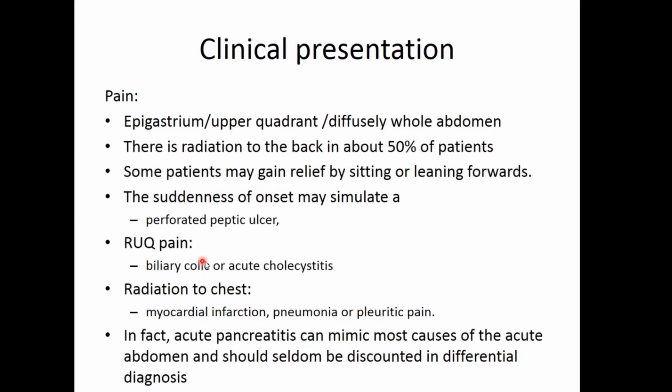And when it's more towards the right, it can mimic biliary colic or a case of acute cholecystitis. The pain, apart from radiating to the back, sometimes can radiate to the chest also. And when it radiates to the chest, many a times, especially if the patient is a little elderly gentleman, we can mistakenly start thinking that the patient actually may be having myocardial infarction.